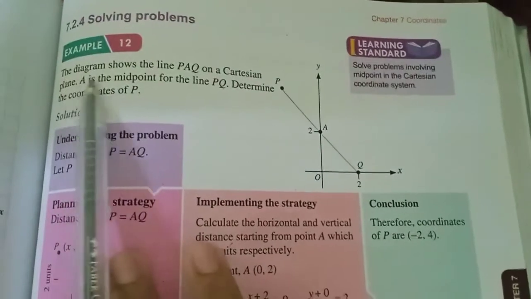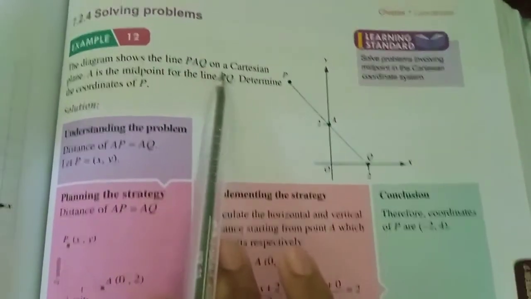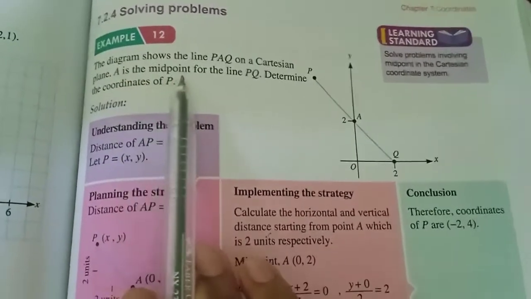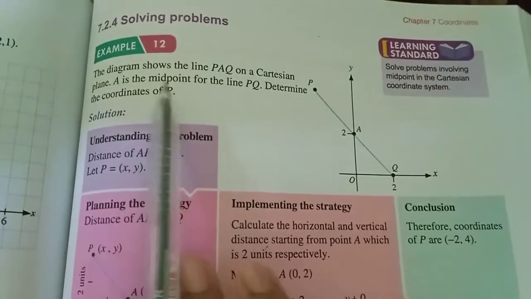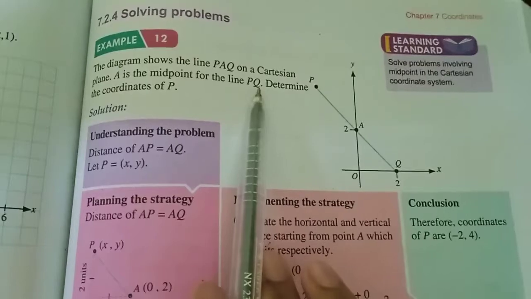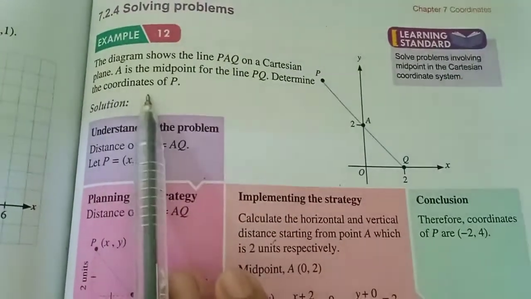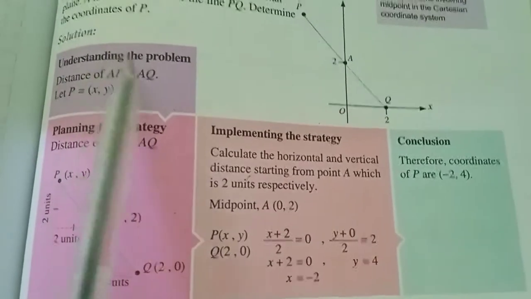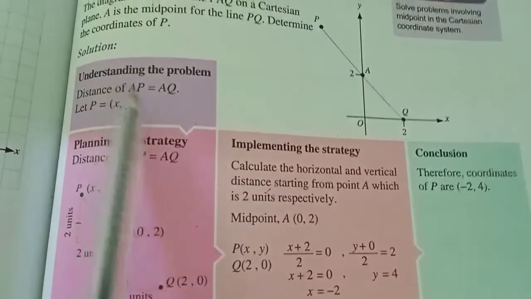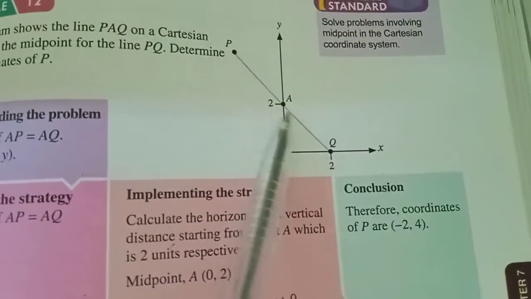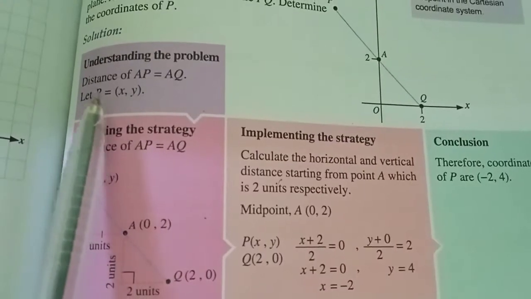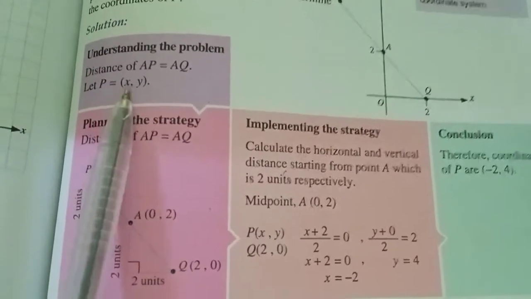Example 12. The diagram shows the line PAQ on a Cartesian plane. A is the midpoint for the line PQ. Determine the coordinates of P. Understanding the problem: distance of AP equals AQ. AP equals AQ. Let P be (x, y).